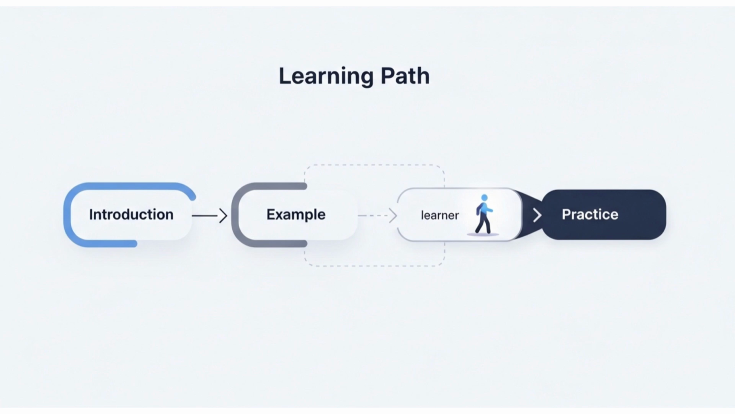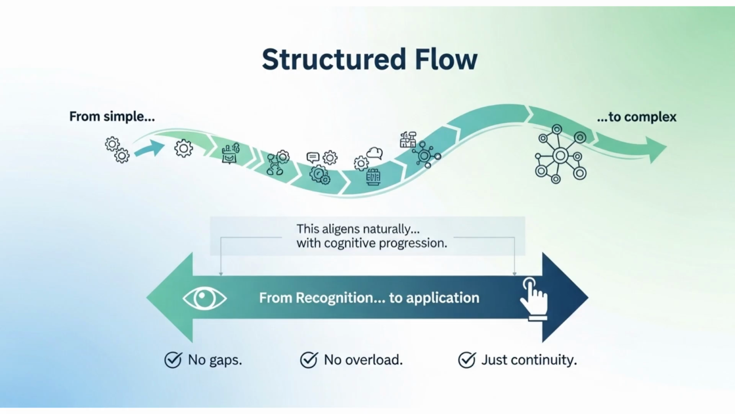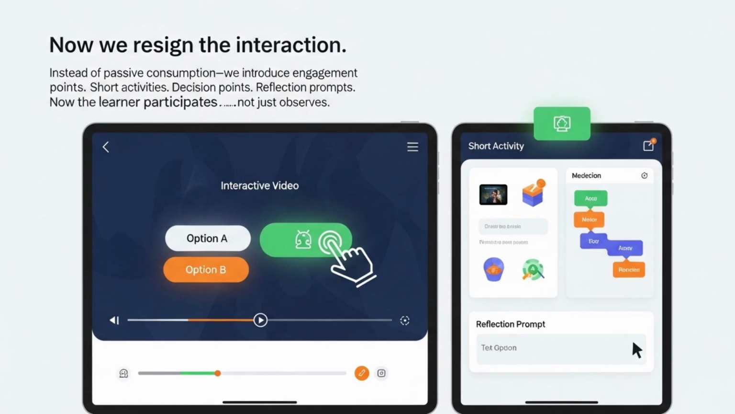Next, the content is reorganized, not as information, but as a sequence of steps. Concept introduction, guided examples, practice. Each element supports the outcome. Now the experience feels manageable. Now we structure the flow, from simple to complex, from recognition to application. This aligns naturally with cognitive progression. No gaps, no overload, just continuity.